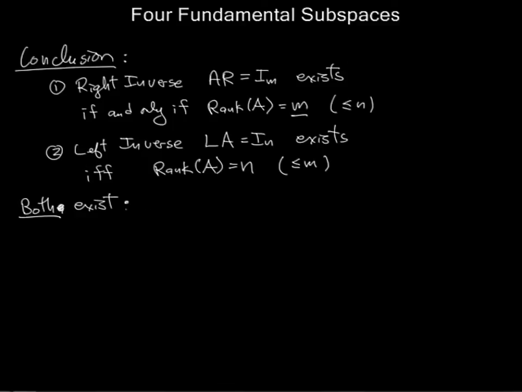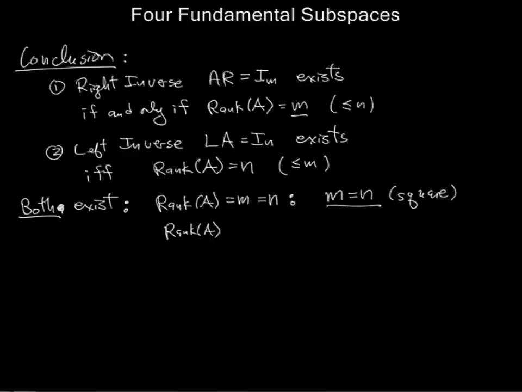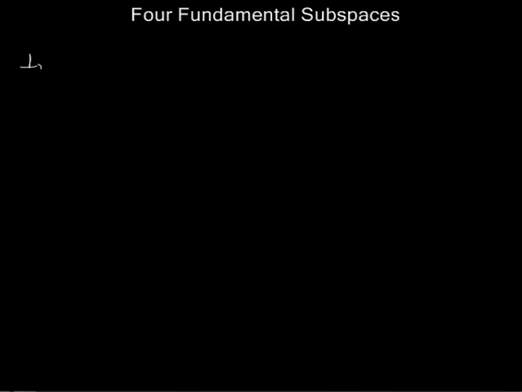And how can they both exist? Well, m has to be less than or equal to n, and n has to be less than or equal to m. So you must have that m is equal to n, and that's equal to the rank. And for a square matrix, that's correct. The rank is as big as possible, is the same thing as saying that the determinant is non-zero.